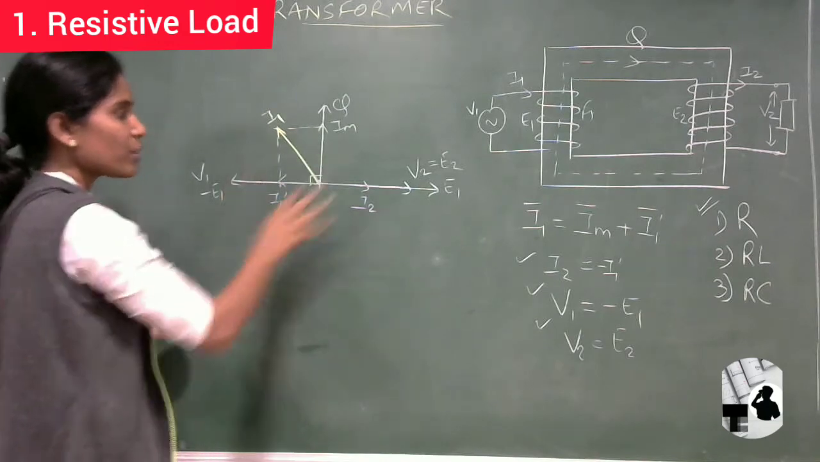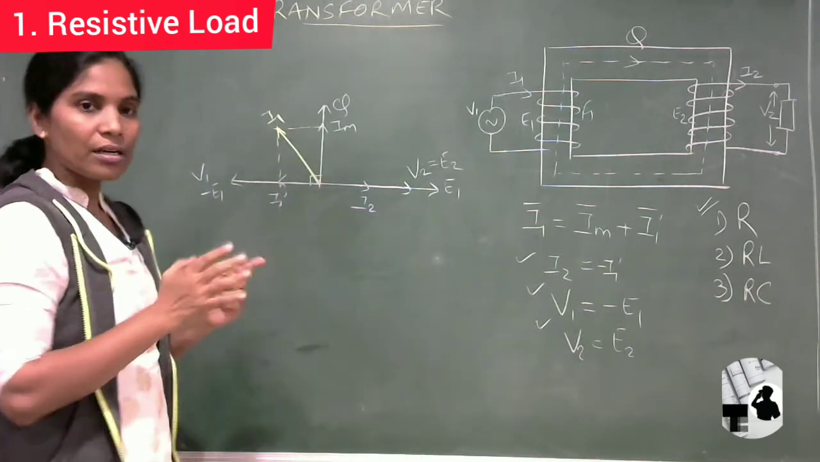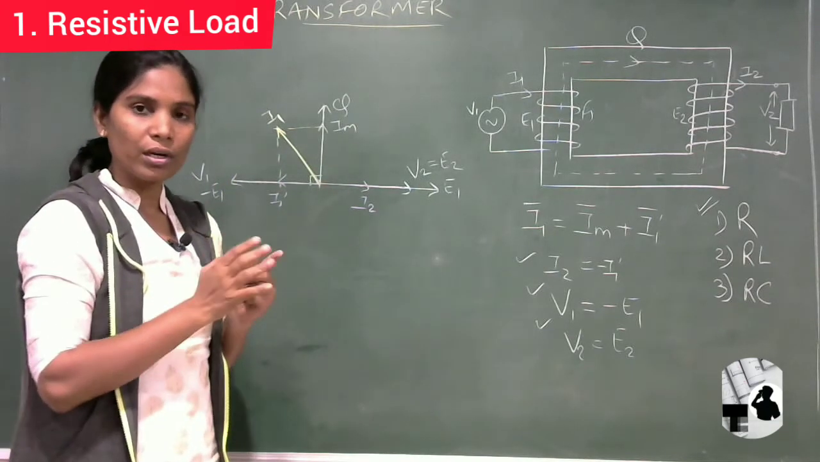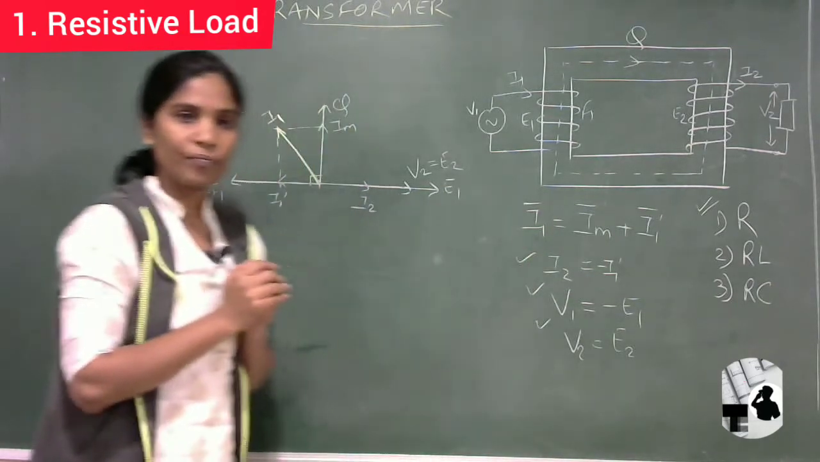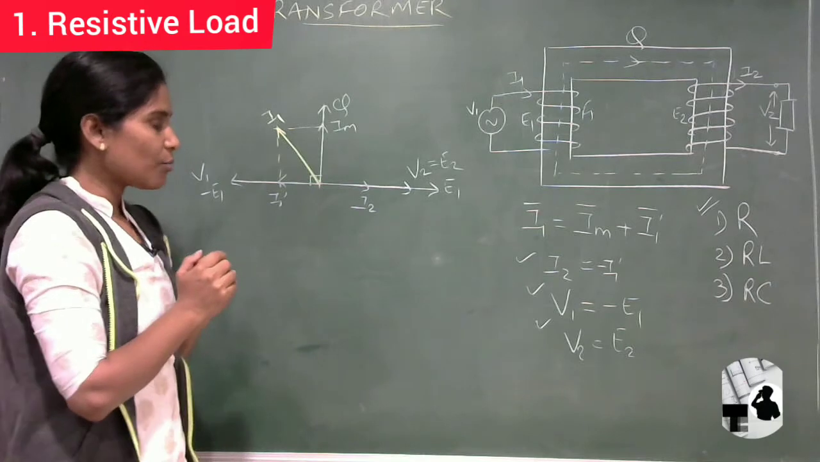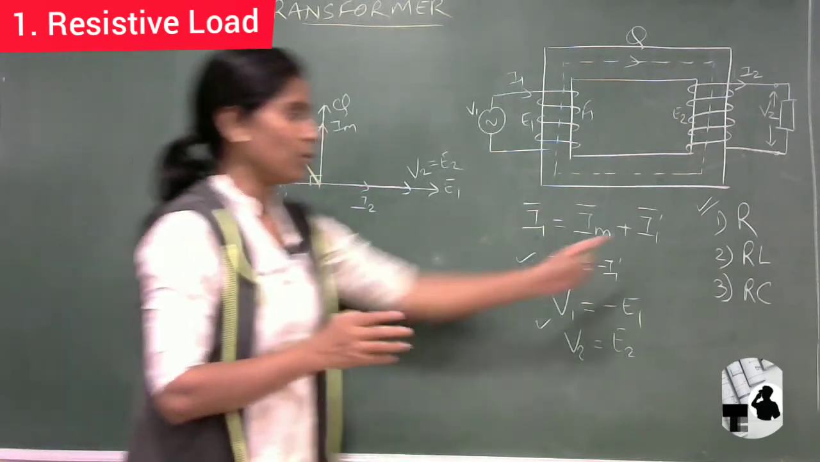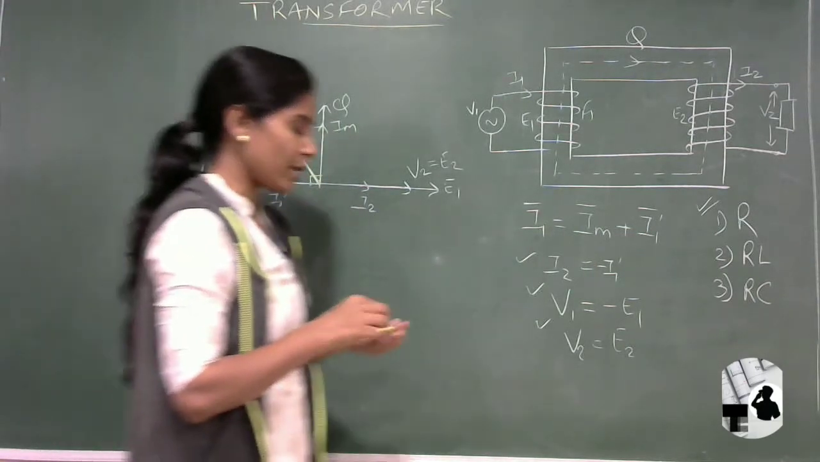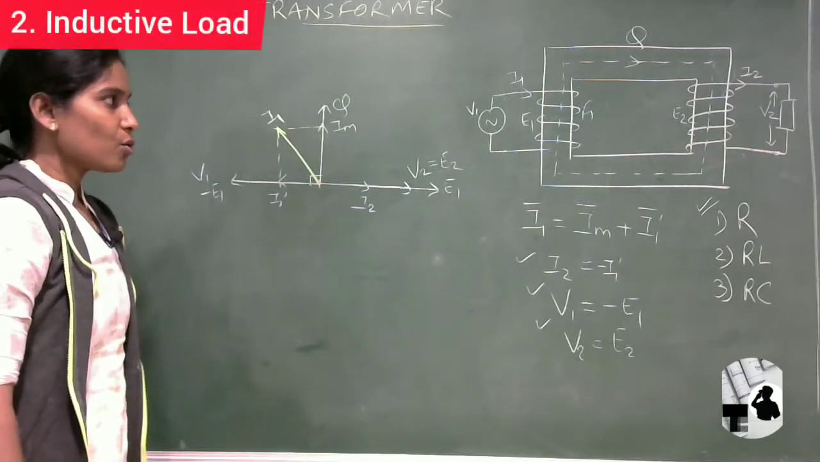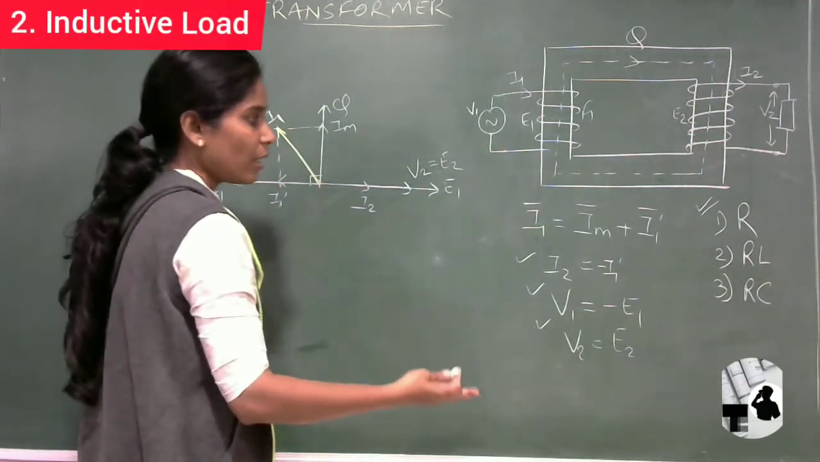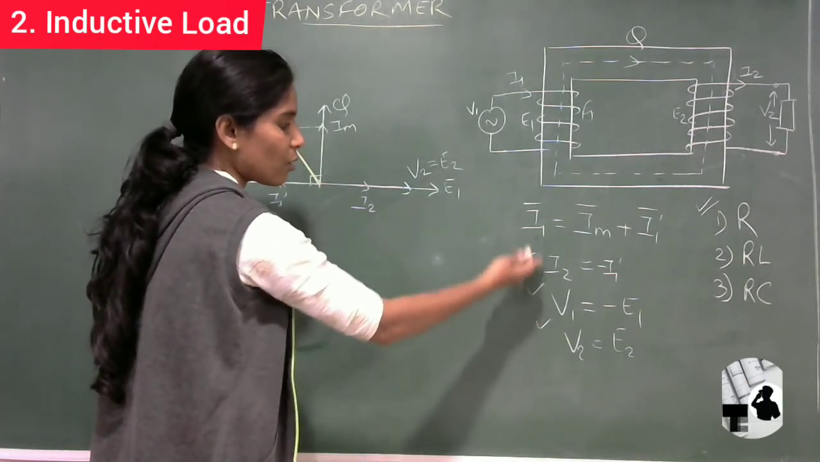Okay, so this is the phasor diagram when we are working with an ideal transformer on load condition, and that too when it is connected with a resistive load. Now in the same case, we will go for the inductive load. Suppose at the load side, we have connected the RL circuit. So what will change here? Everything will be the same.